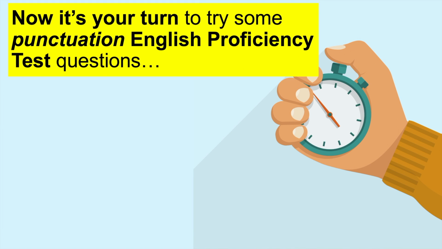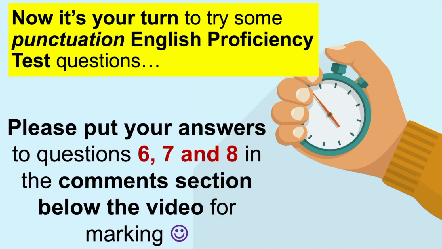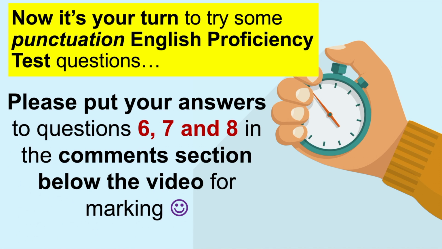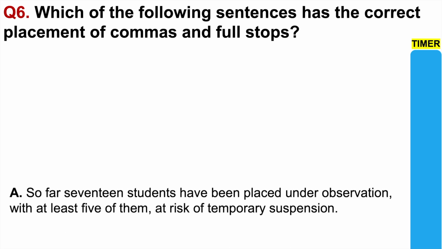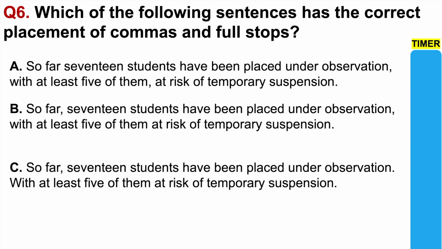So now it's your turn to try some more punctuation English proficiency test questions. Please put your answers to questions 6, 7 and 8 in the comments section below the video for marking. So the timer is on the right hand side. Question 6. Which of the following sentences has the correct placement of commas and full stops? A, B, C or D?